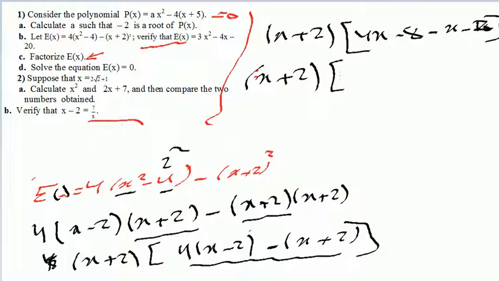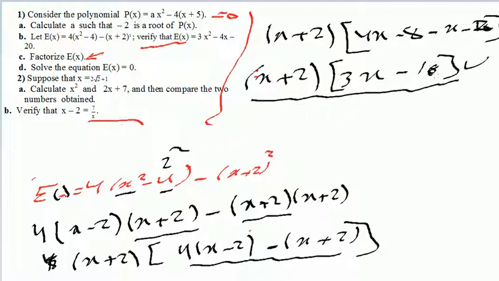4x minus x is 3x, minus 8 minus 2, it's minus 10. I'm done with factorizing. Okay guys, do you think it's hard? It's very easy.